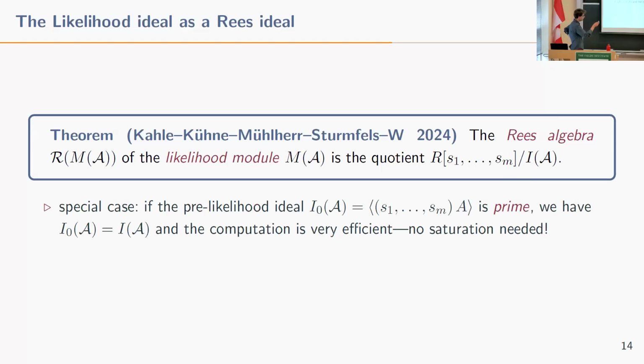One case is very nice, which is that if this pre-likelihood ideal is already prime, then the saturation step is unnecessary because it doesn't do anything. So in this case, we already know that the pre-likelihood ideal must be equal to the likelihood ideal. So no saturation in this case is necessary, and the computation is very efficient. And because this case is so nice, we call arrangements with this property gentle. Okay. So a gentle arrangement is an arrangement such that the pre-likelihood ideal is prime.